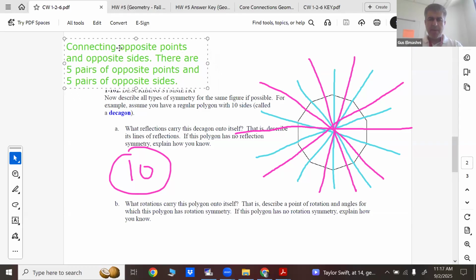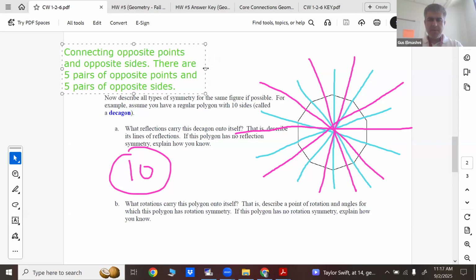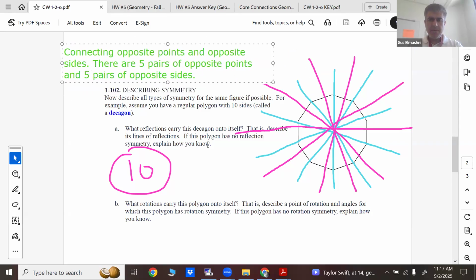Hopefully that makes sense with my comment. Yeah, you're connecting opposite points and opposite sides. You have 5 pairs. A pair is 2, so you have 5 pairs, that's 10 points. 5 pairs of opposite sides, that's 10, so you've got 10 sides. And that's what we're doing. That's why I have 10 lines of symmetry. And it looks a little messy there.